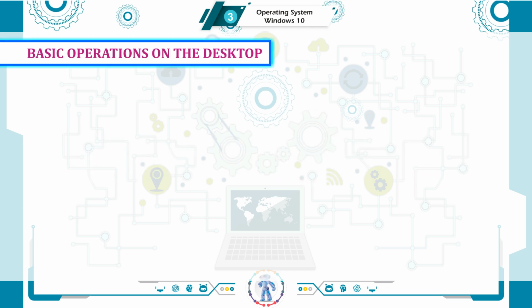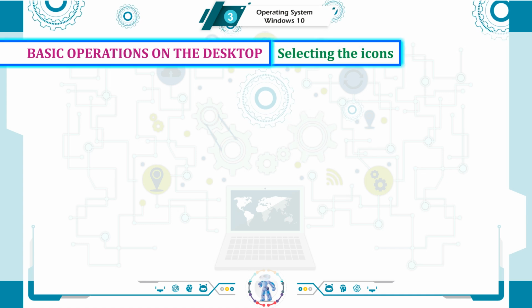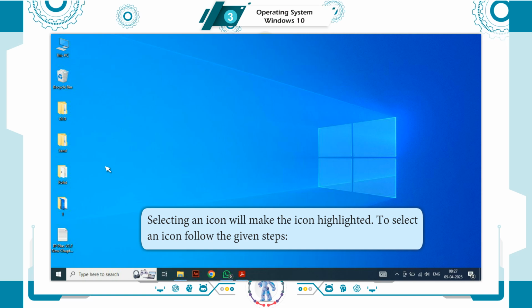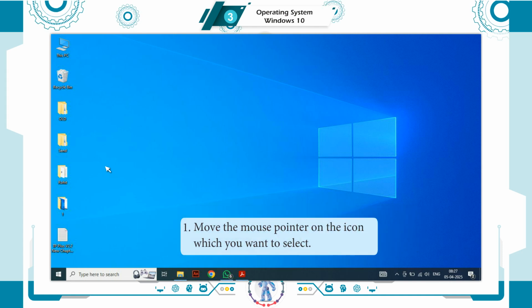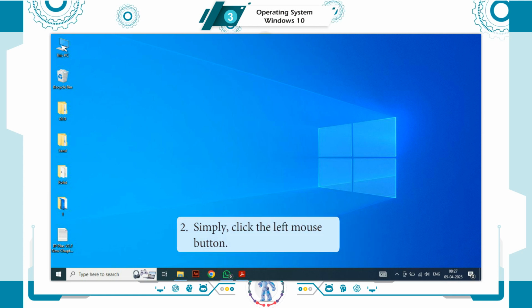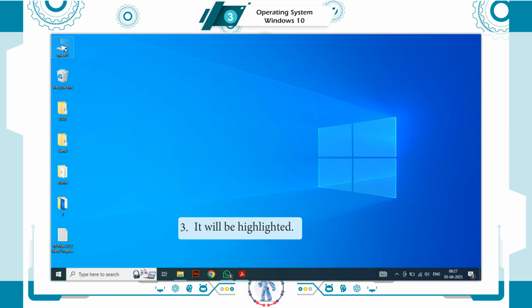Basic operations on the desktop. Selecting the icons. Selecting an icon will make the icon highlighted. To select an icon, follow the given steps. 1. Move the mouse pointer on the icon which you want to select. 2. Simply click the left mouse button. 3. It will be highlighted.